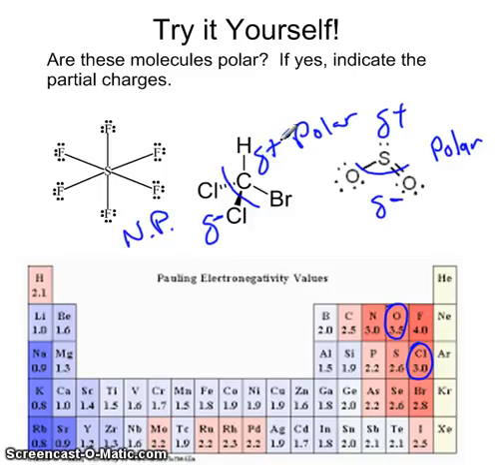So we can determine the polarity of the molecule based on electronegativity differences, and we can base it on symmetry and VSEPR theory and all those wonderful things. Okay.